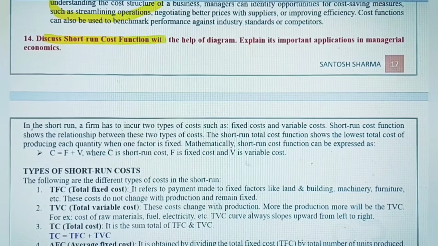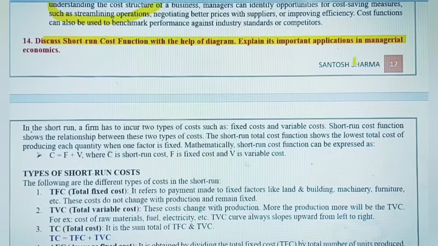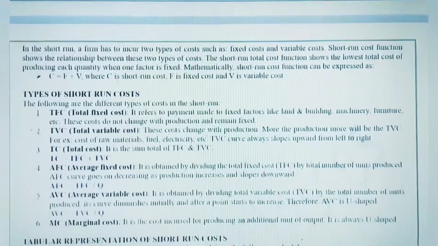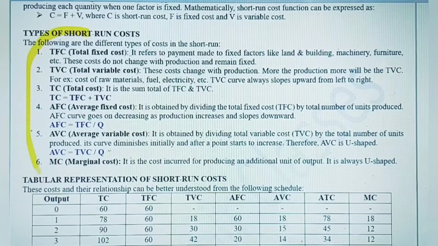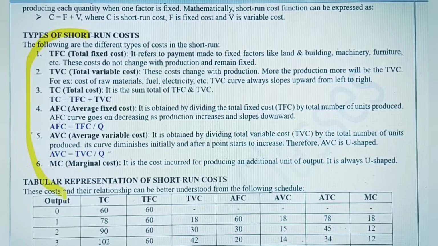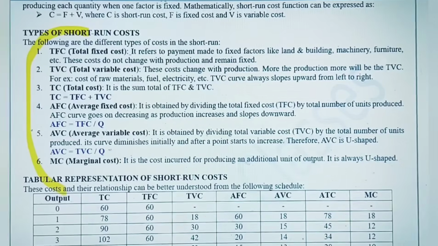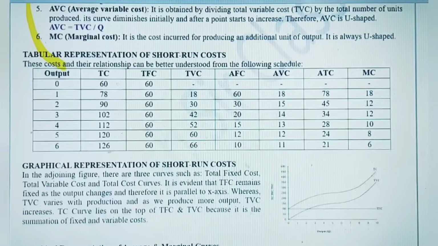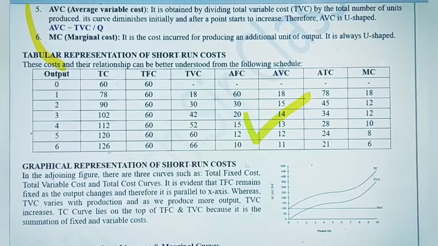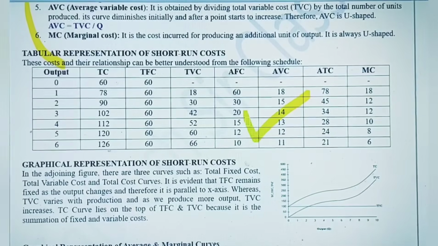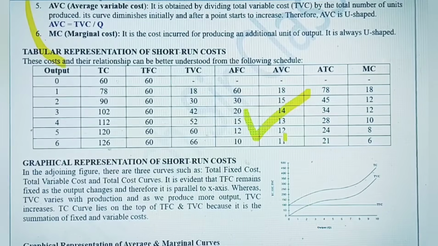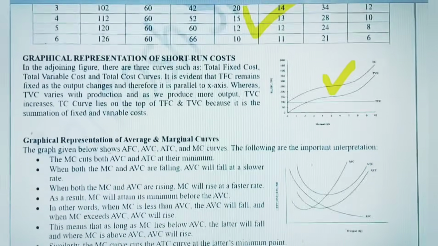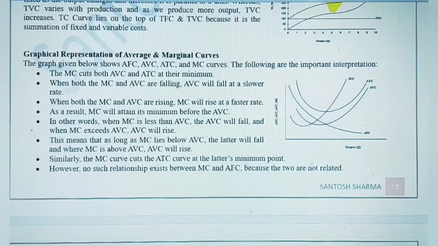Okay, let's move on to question number 14. Discuss short run cost function with the help of diagram and explain the important applications in managerial economics. तो शॉर्ट रन कॉस्ट फंक्शन की जब हम लोग बात करते हैं तो ये डिफरेंट टाइप्स ऑफ कॉस्ट हैं जिनके डेफिनेशंस आपको याद रखने हैं। टीएफसी, टीवीसी, टीसी, एएफसी, एवीसी एंड मार्जिनल कॉस्ट। तो ये हम लोगों ने 11-12 लेवल में भी पढ़ा है, नो डाउट अबाउट दैट, यू कांट डिनाई दिस। And this is the schedule which you can prepare, but it needs a little bit of tactical thinking.